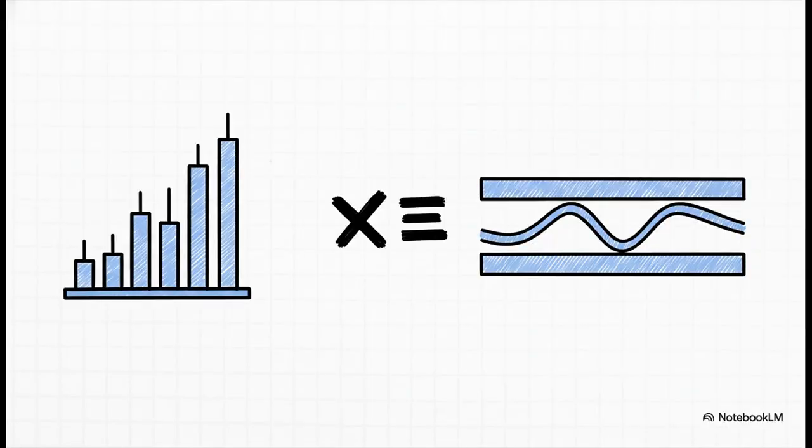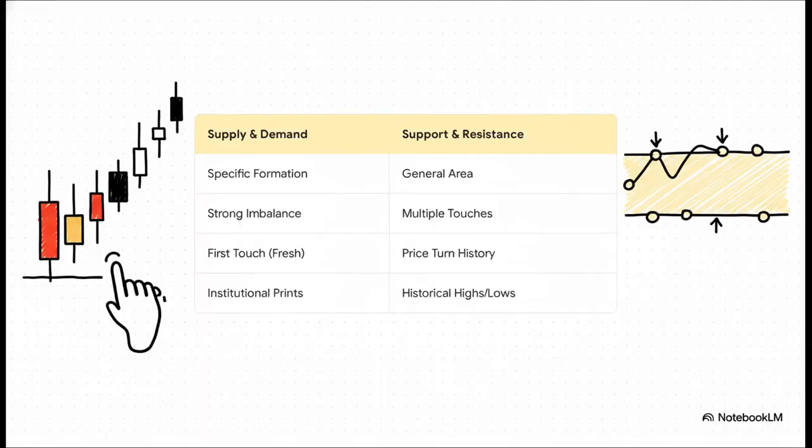And here it is. Let's be absolutely crystal clear. Supply and demand is not just another name for support and resistance. I'm going to say that again. It is not the same thing. This one misunderstanding is the source of so much pain and confusion for traders. They are two fundamentally different ideas, and you have to understand the difference. This breakdown here says it all.